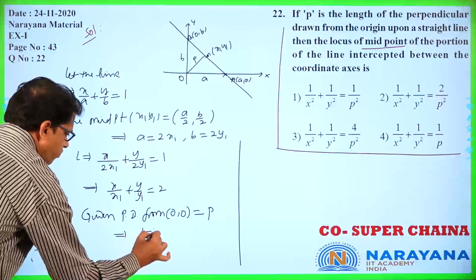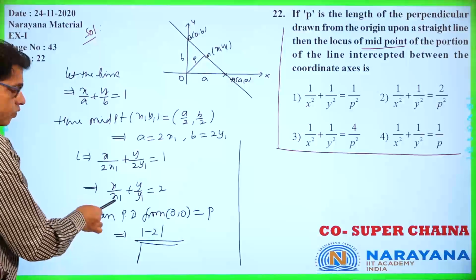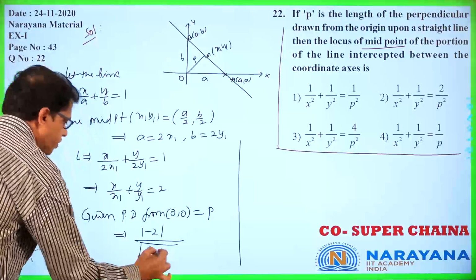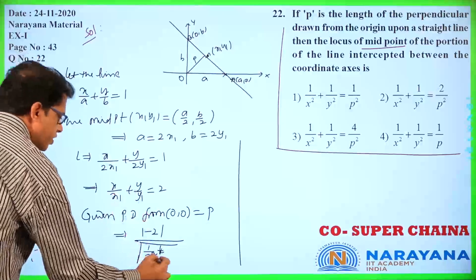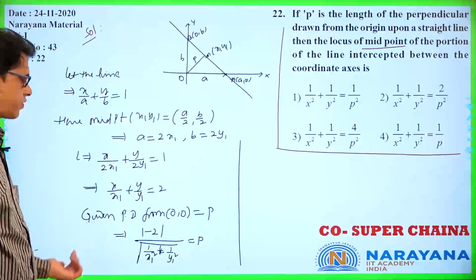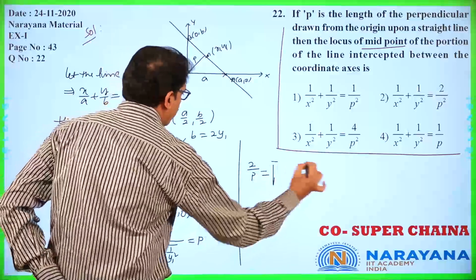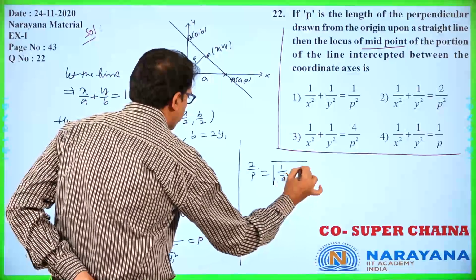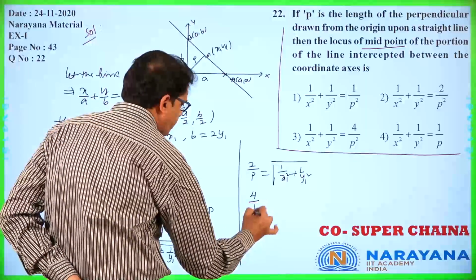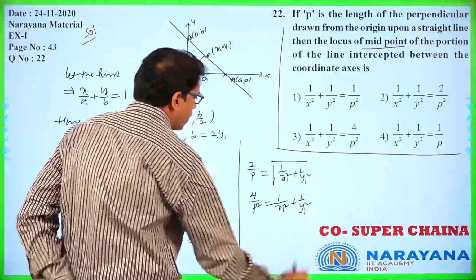That implies mod of minus 2 upon root under a square. A means x coefficient, 1 by x1 square. B square means y coefficient, 1 by y1 square equals p. Now bring p to the left side. That implies 2 upon p equals 1 by x1 square plus 1 by y1 square, squaring on both sides. So 4 upon p square equals 1 by x1 square plus 1 by y1 square.